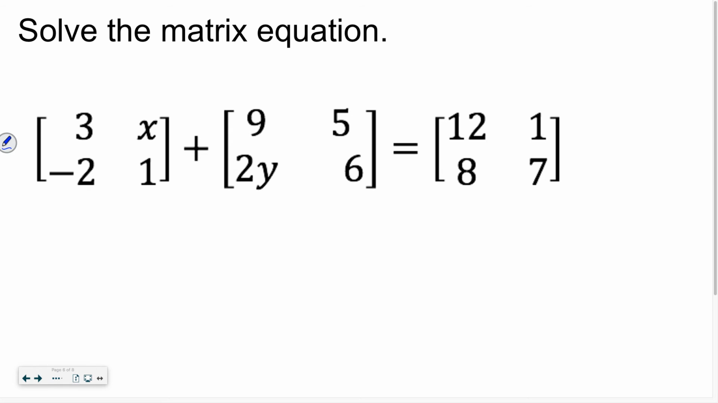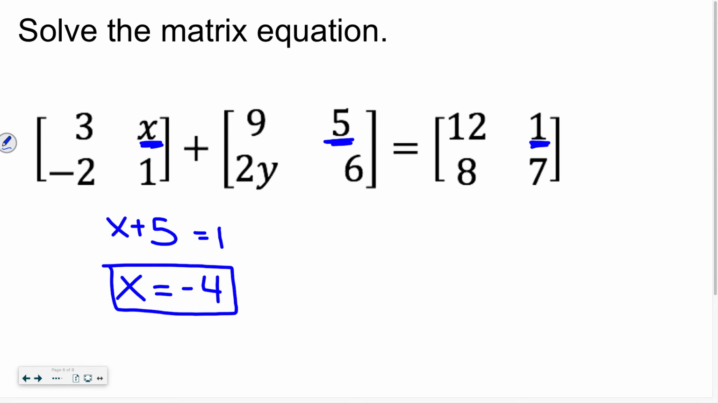Does anybody think they have found x? Isabella. You say x is -4. How did you decide that x was -4? X plus 5 is equal to 1. Okay, so we're taking first row, second column, plus the first row, second column. That's x plus 5 equals the first row, second column, equals 1. And then algebraically, you could subtract. Now, I would guess a lot of you were able to do that in your head without actually writing down the equation, right? But worst comes to worst, you can always write out the equation.